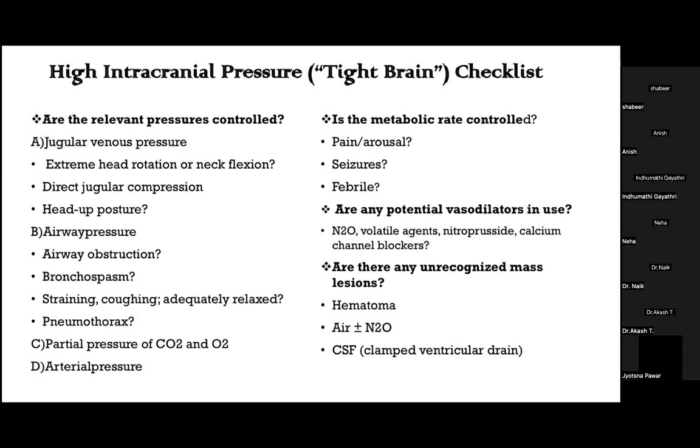Is the metabolic rate under control, or is the CMRO2 increased due to pain, seizures, or because the patient is febrile? Are there any potential vasodilators in use, like nitrous oxide, volatile agents, nitroprusside, calcium channel blockers? Or we may not be knowing, there may be unrecognized mass lesions like hematoma, pneumocephalus, or if you have inserted a ventricular drain, that may be clamped. So all this checklist should be done if there is an intraoperatively tight brain.